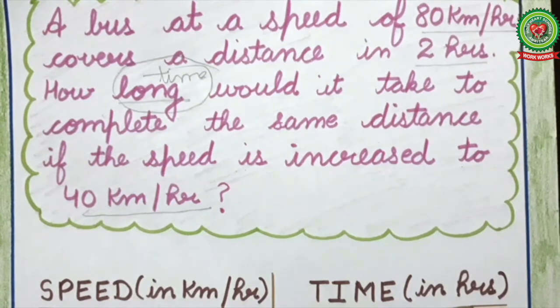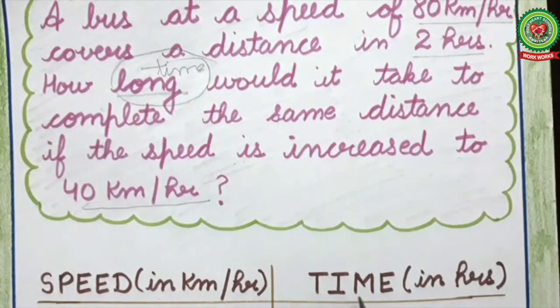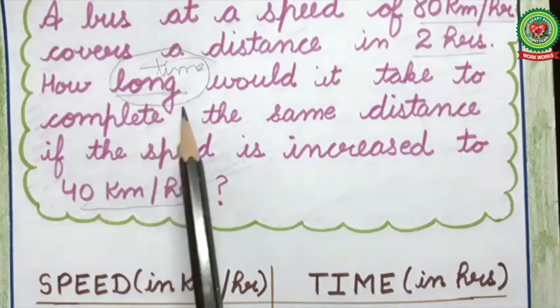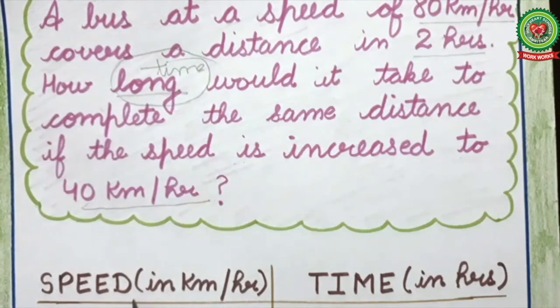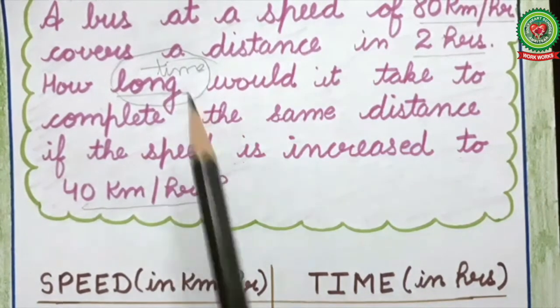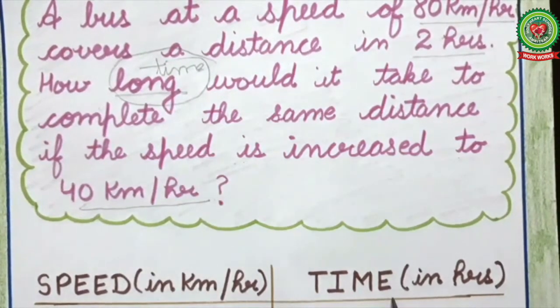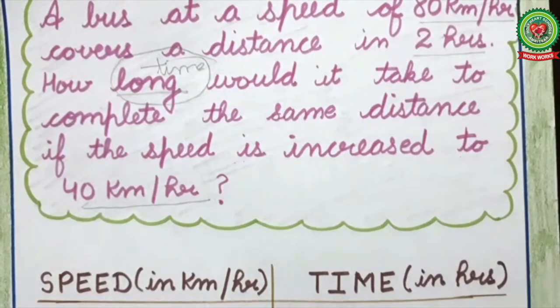Let's start with it. First of all, we will draw a table and write down the information which is given to you on the left hand side, and the information which is required to find on the right hand side. Here we need to find the time for the speed 40 km per hour. So I have written speed in kilometer per hour on the left hand side. We need to find time, so I have written time on the right hand side. The unit of time in the question is hours. After that, start substituting the values.